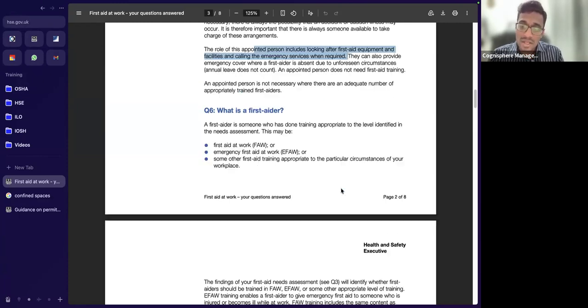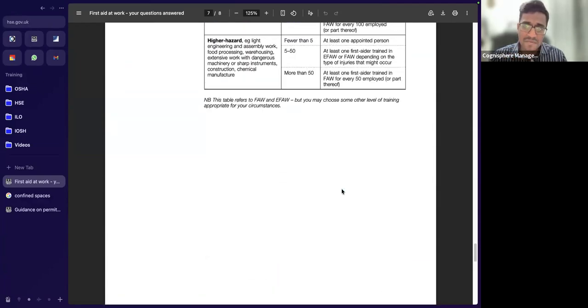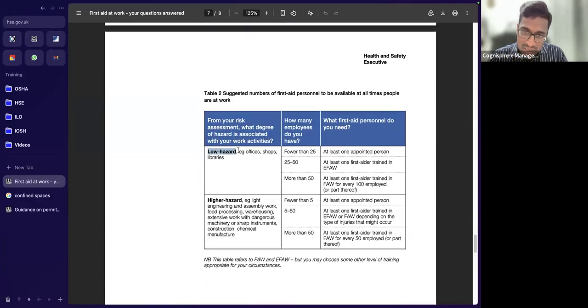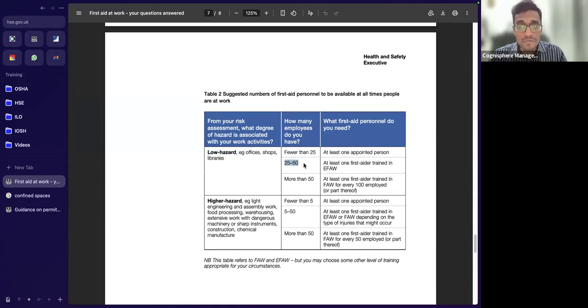Now again going back to this table, if it is a low hazard workplace like offices, shops, or libraries, and if you have 25 to 50 employees, then you will need to have a first aider trained in EFAW. This EFAW is like a 1 day first aid course. Now, if you have more than 50, then at least one first aider trained in FAW, which is an advanced first aid course which goes for 2 to 3 days.